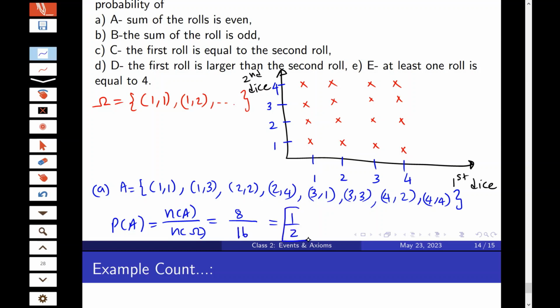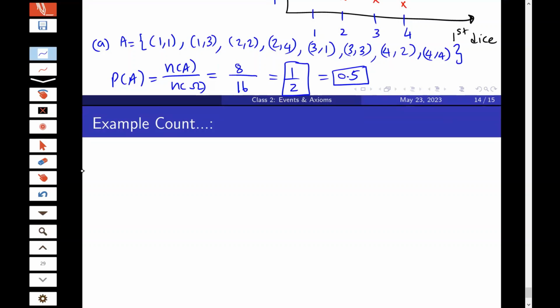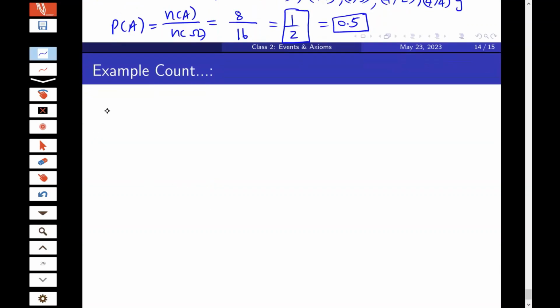So when you are putting your answer, you can put the answer in simplified fraction form, or you can put it in decimal form. Okay, so this is the probability of event A. Now let's find the answer for B. I'm assuming this makes sense. If you have any questions, please send me an email or visit my office hours.